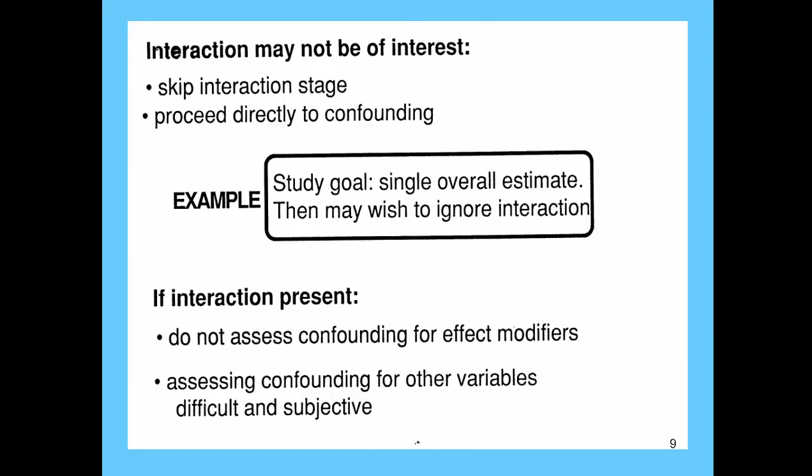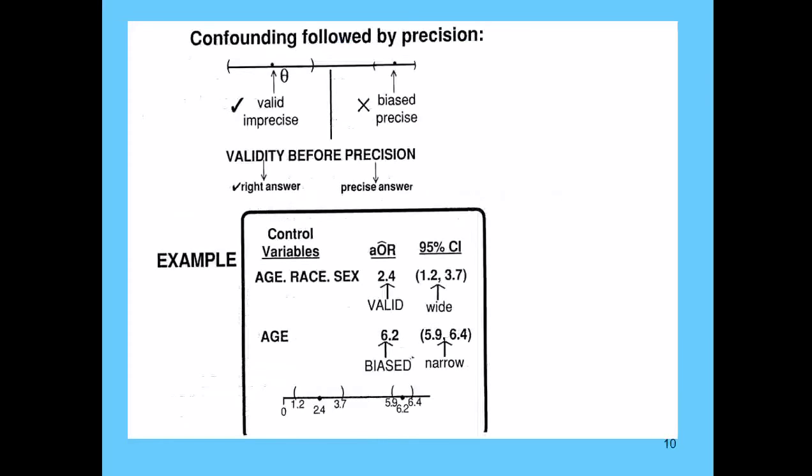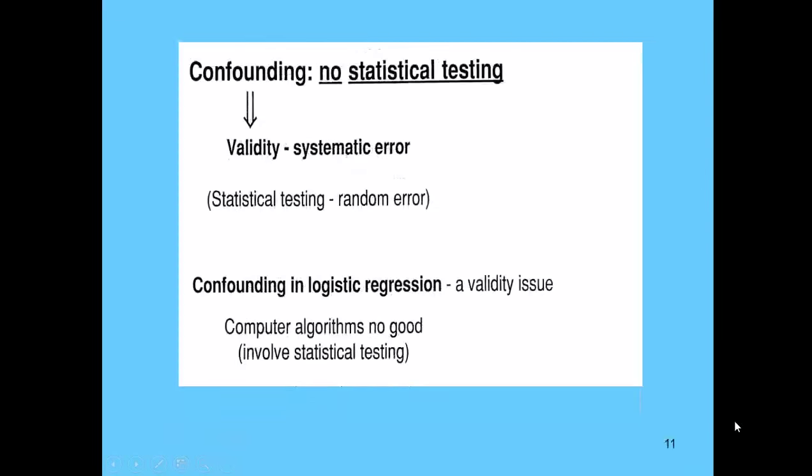I'm just talking here, but I've been doing this for a while, so confounding followed by precision. I just talked about that. You want to get the right answer, rather than confidence around the wrong one. That's what this slide says.